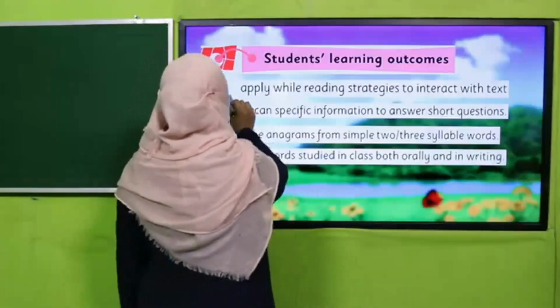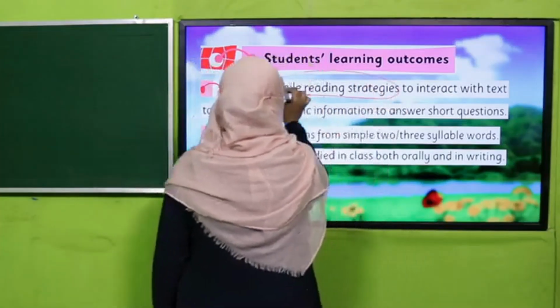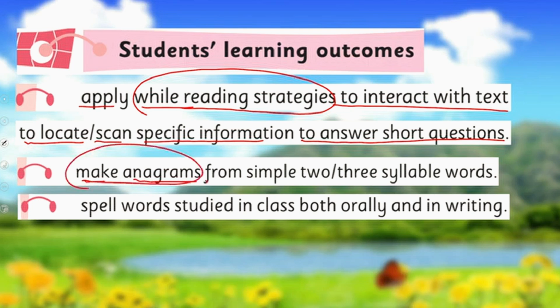And the SLOs we are going to cover today are: apply while reading strategies, to interact with text to locate or scan specific information, to answer short questions, make anagrams. Okay, so we'll make anagrams from simple 2 or 3 syllable words, and we'll spell words studied in class both orally and in writing. These are our today's SLOs.